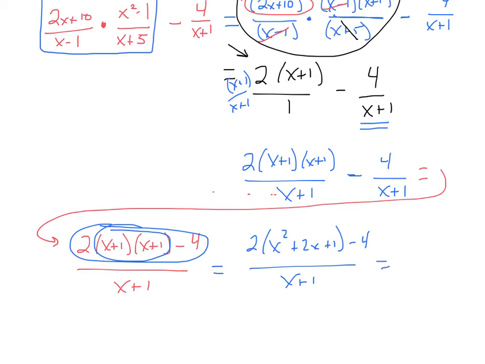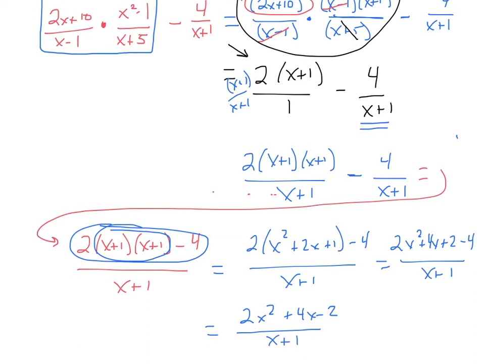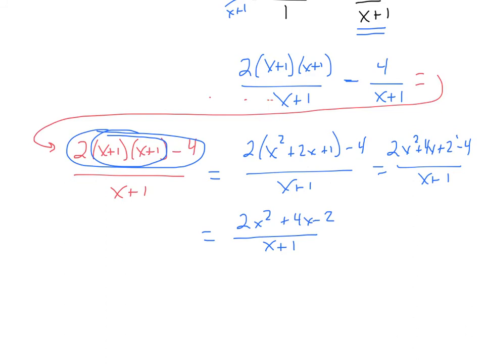Next step, I'm going to distribute the 2. So I have 2x squared plus 4x plus 2 minus 4 all over x plus 1. And then 2x squared plus 4x minus 2 all over x plus 1. Okay. And then at the very last step, I need to look at this and see if it can factor. So I'm going to look at these two and say, okay, if I multiply the first and last terms together, what two numbers multiply to negative 4 but add to 4? No such numbers exist, so we can't factor this like we would like to see if an x plus 1 cancels out.